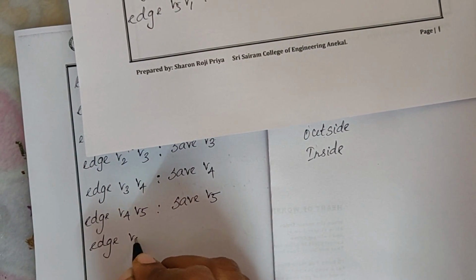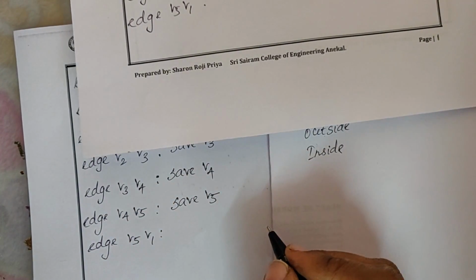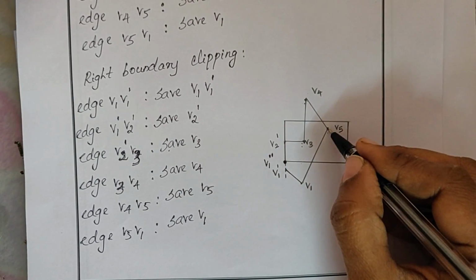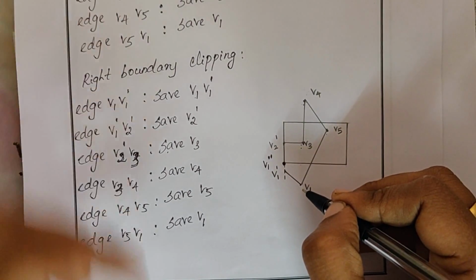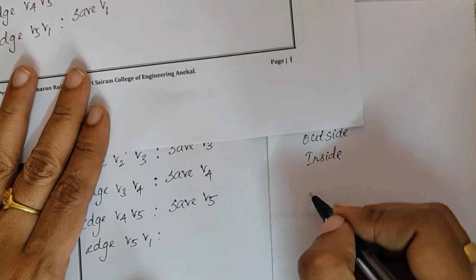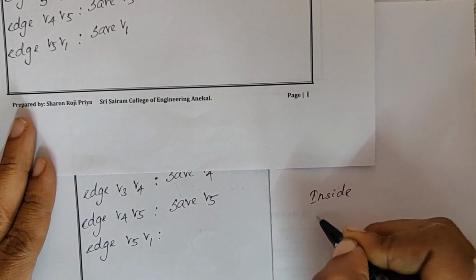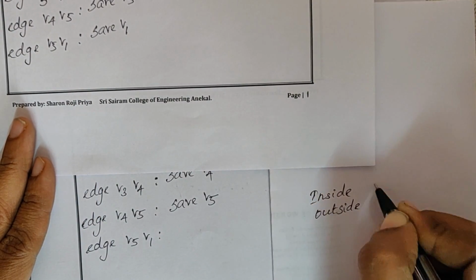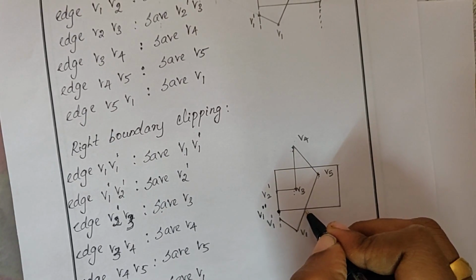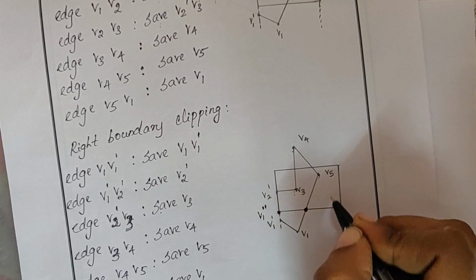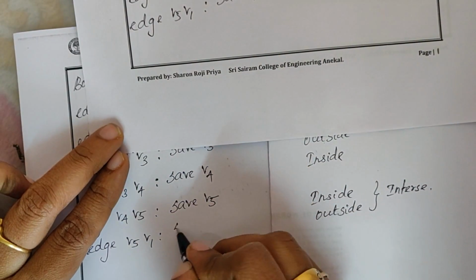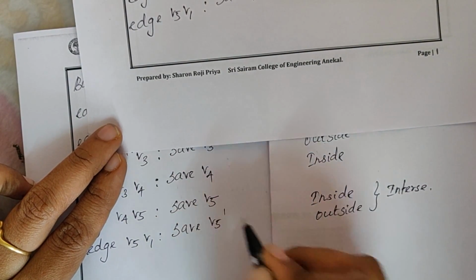Edge V5, V1, right? For this edge, the starting vertex is V5 and the ending vertex is V1. Starting vertex is inside and ending vertex is outside. So what do I have to save? I have to save the intersection point. This is my intersection point. Now how to name it? Starting vertex dash, so save V5 dash.